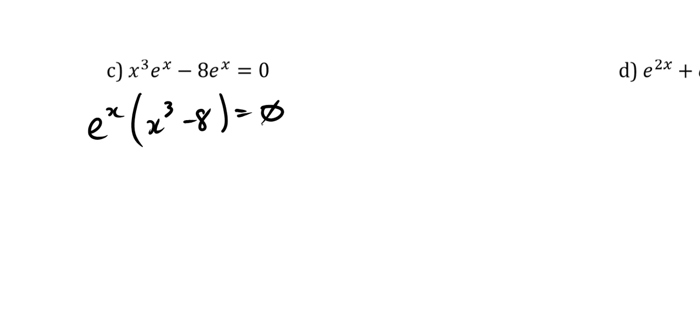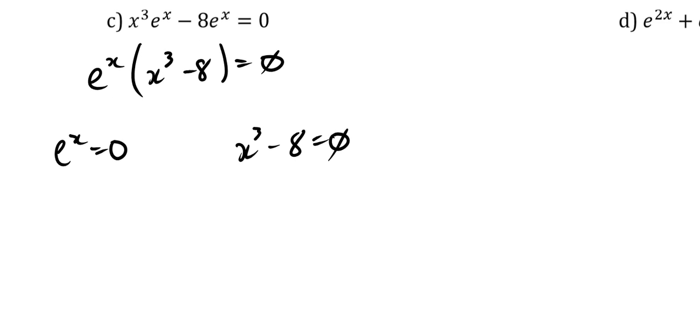Where you're always somehow, whether it's using an identity or by common factoring or whatever it is, you end up with, you might have sines and cosines and all kinds of stuff in the same question. Ultimately, you got to split them up so you have things that you can actually solve. So e to the x equals 0, or x cubed minus 8 equals 0. And there's a couple of ways that you could solve this.